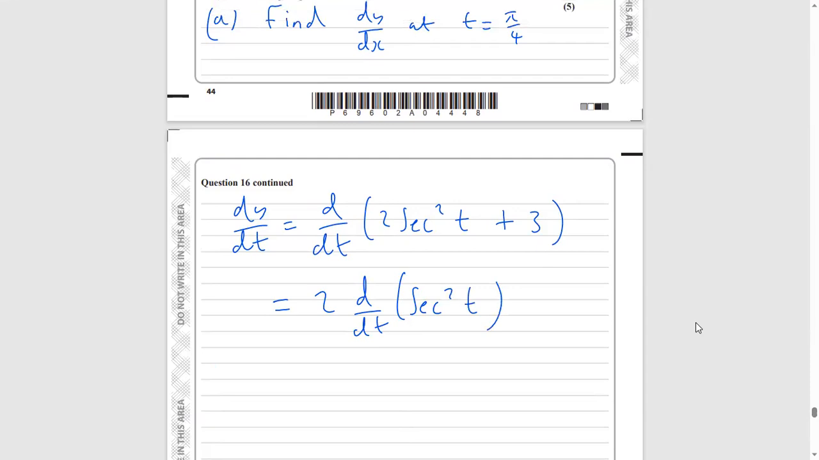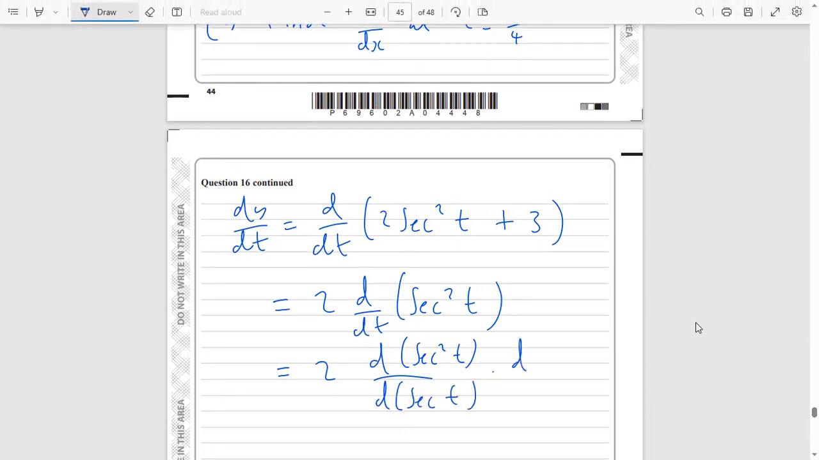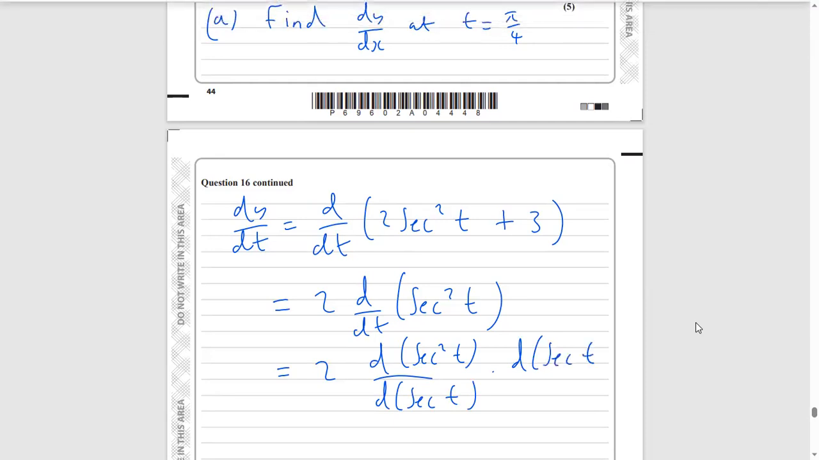So how do we differentiate sec squared t? We're going to need to use the chain rule to do this, because we've got this sec function inserted into this squared function. So this is basically a function of a function, so we're really using the chain rule here. We're going to differentiate sec squared t with respect to sec t, and then multiply that by the derivative of sec t with respect to t.